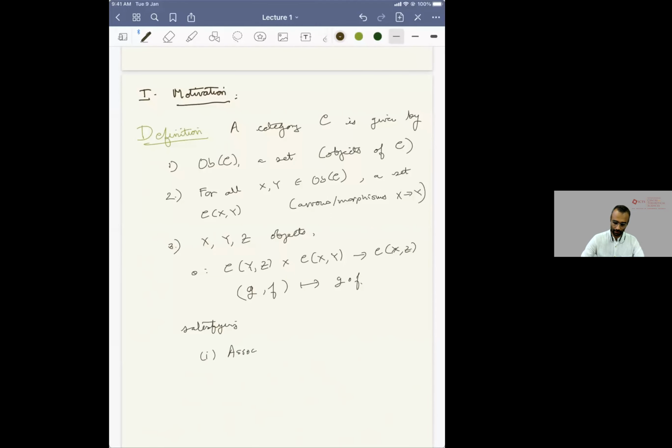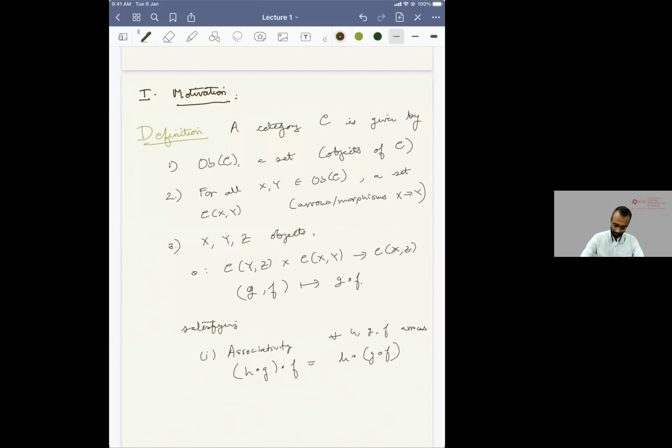Which is to say that if you multiply three things in two different ways by bracketing in two different ways, you get the same answer. Oops, again, I made the same mistake, I'm sorry. H composed with G composed with F for all triples, okay? So for all H, G, F arrows, this should be true.